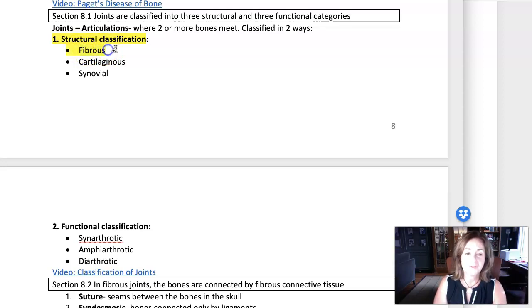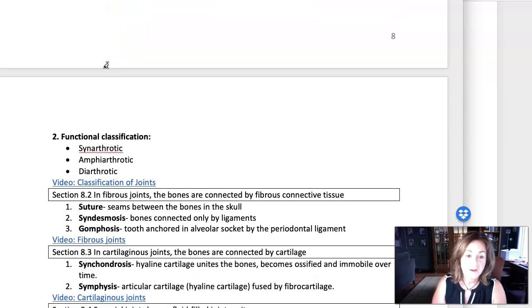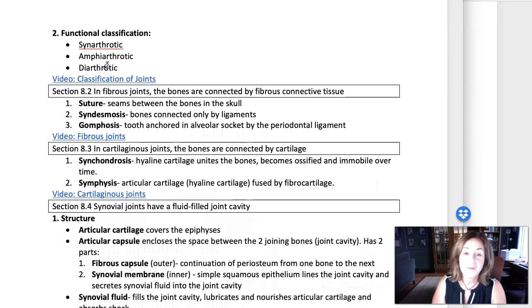It's either going to be just fibrous connective tissue, that's a fibrous joint, or just cartilage, could be hyaline cartilage or fibrocartilage. Those are two different types of cartilaginous joints. Or it could be fluid filled, and that's a synovial joint. Joints are also classified based on the amount of movement that's possible. Synarthrotic is no movement. Amphiarthrotic is slightly movable, and diarthrotic is freely movable.